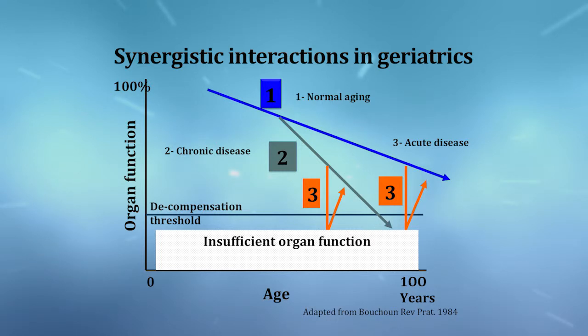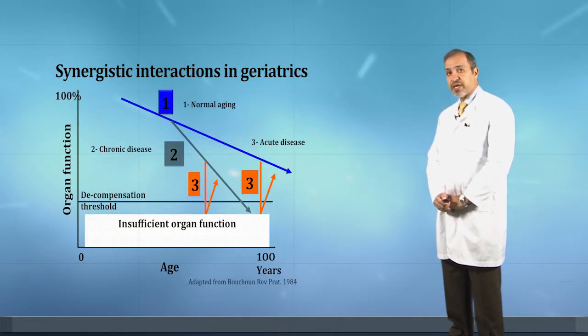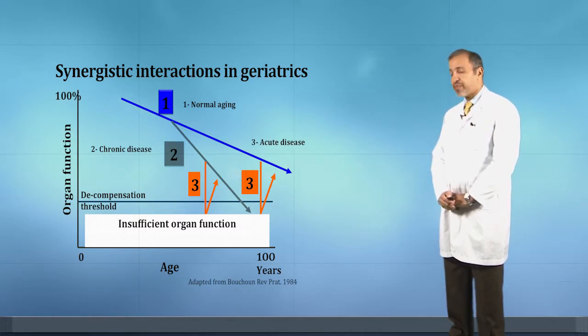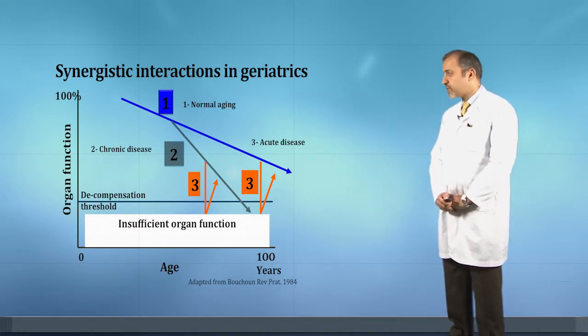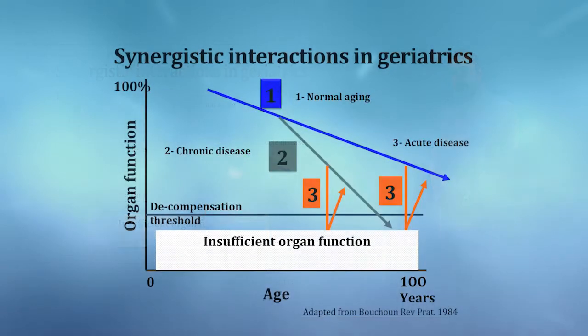So normal aging, our organ functions decline over time. And in patients that have chronic disease, they decline even faster. And when we have a specific acute disorder, our organ functions decline at that time and could pass the decompensation threshold and develop organ dysfunction. If this disease is reversible, that function returns to either the normal level or a level below that. And you can see that in the elderly population, the level of decompensation is significantly affected.